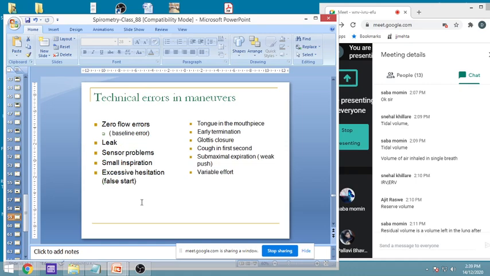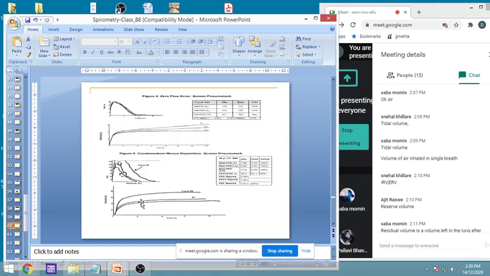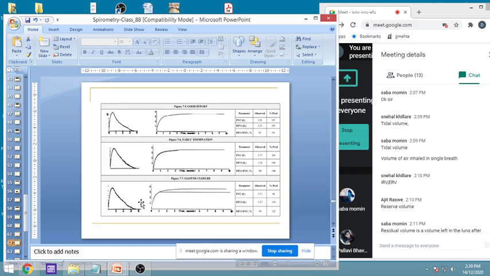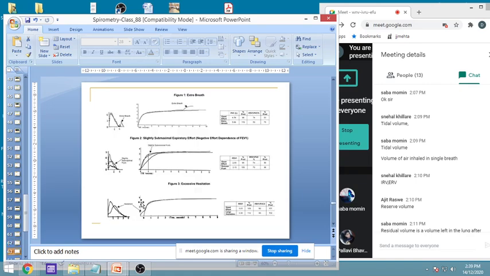We will not go into the various errors. So these are various good curves. Good effort, small effort, then weak push, tongue in the mouthpiece, all these graphs will appear, and from that the expert or the spirometric technician can guide the person on what they should or should not do. Again, good effort, early termination, glottis closure, extra breaths, all this will appear on that, and this has to be removed.